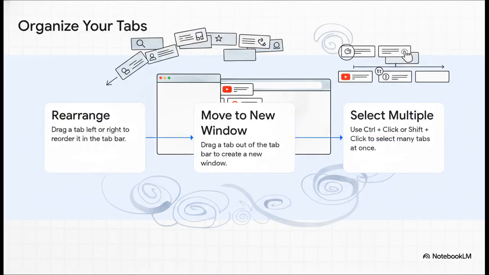Now, actually organizing your tabs is as easy as just clicking and dragging them into an order that makes sense to you. You can even drag a tab completely out of the browser bar, and poof, it creates a whole new window. And here's a real pro tip. You can manage tabs in bulk. Hold down Control and click to select a few specific tabs, or hold Shift and click to select a whole range of them. Then you can move them or close them all at once.